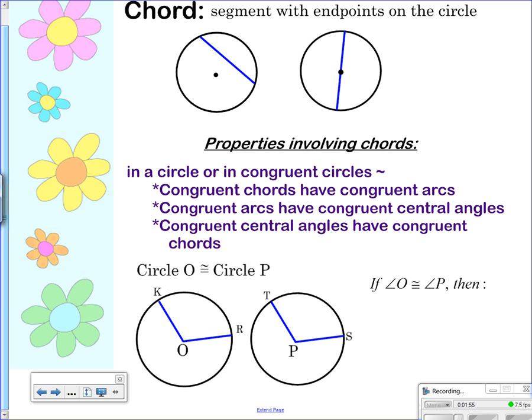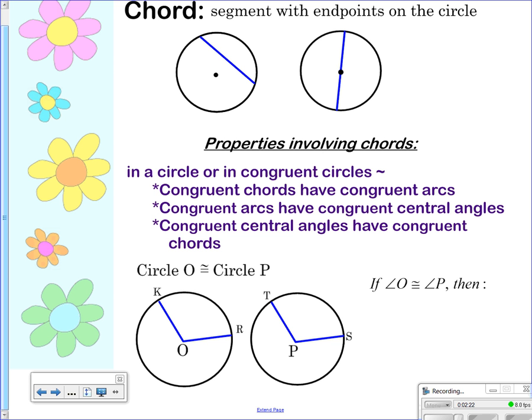So if I've got a chord and I know the length of it is the same as a different chord, then the arc that is created by that chord has to be the same as well. The second one talks about if you have congruent arcs. So if you have 2 arcs, you know they're the same measure, then they have congruent central angles.